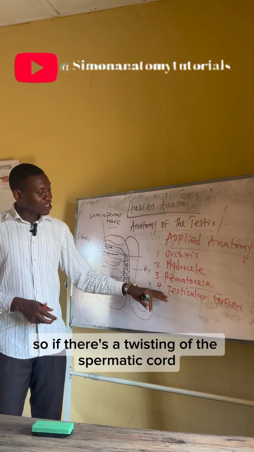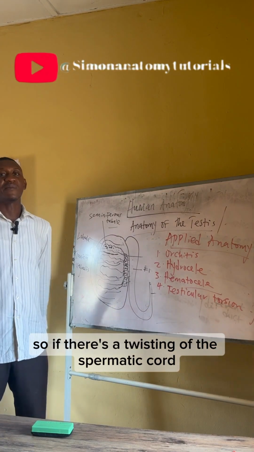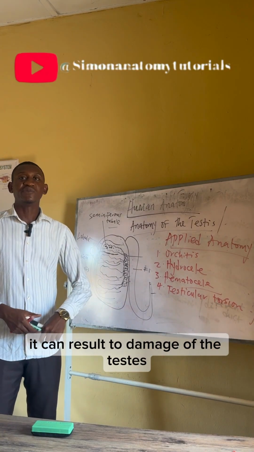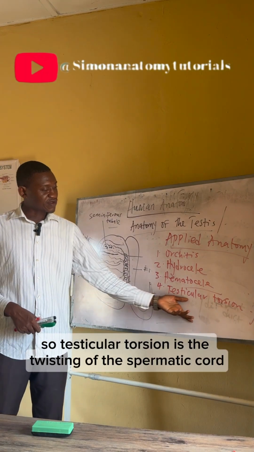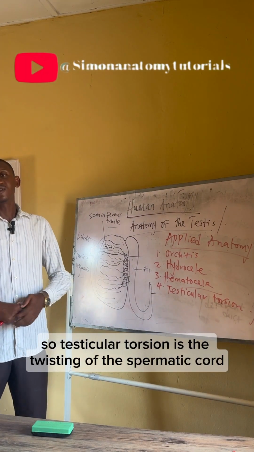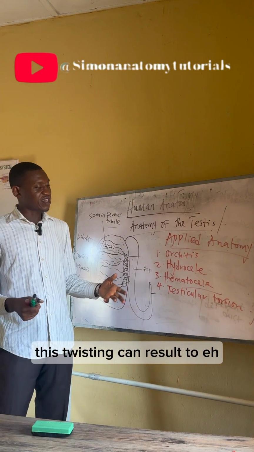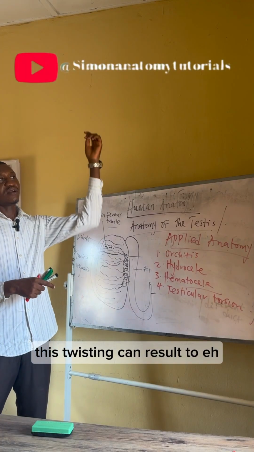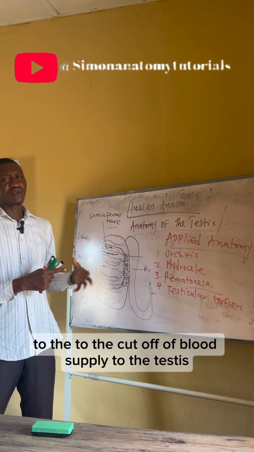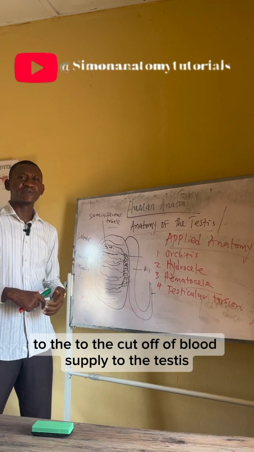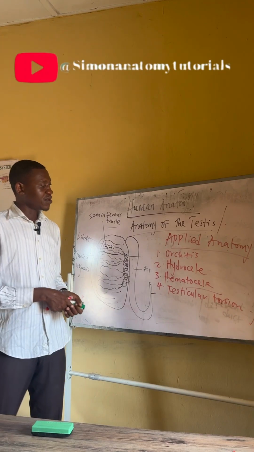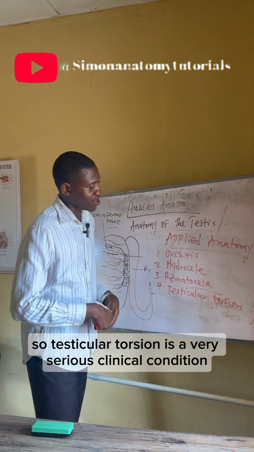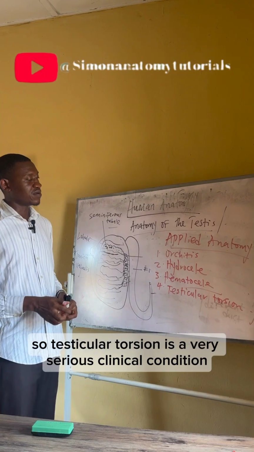So if there's a twisting of the spermatic cord, it can result in damage to the testis. So testicular torsion is the twisting of the spermatic cord. This twisting can result in the cutting off of blood supply to the testis, resulting in the death of the testis. So testicular torsion is a very serious clinical condition.